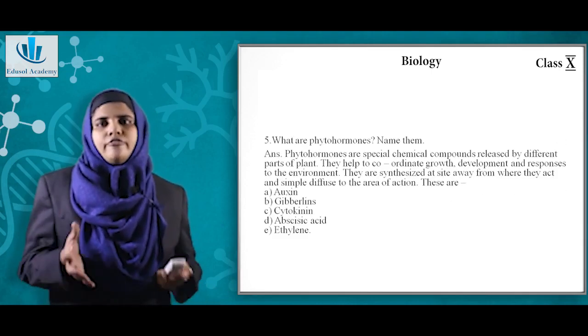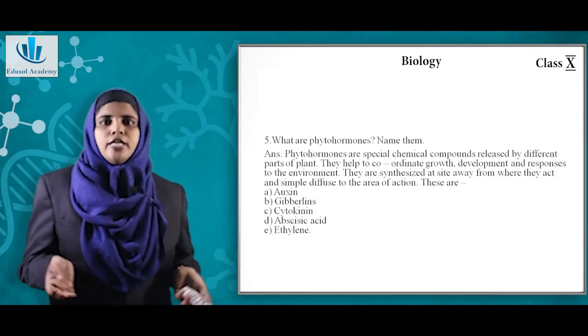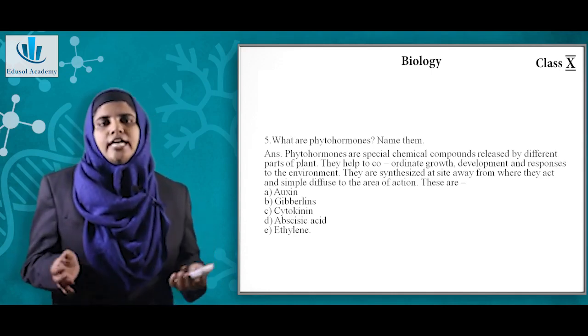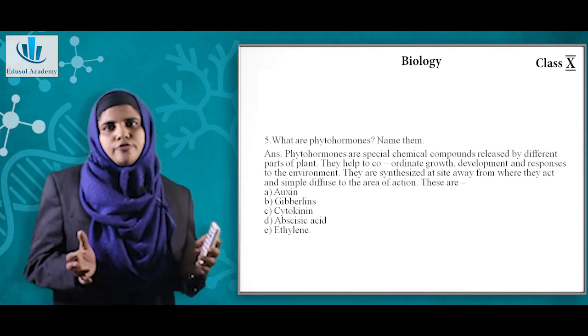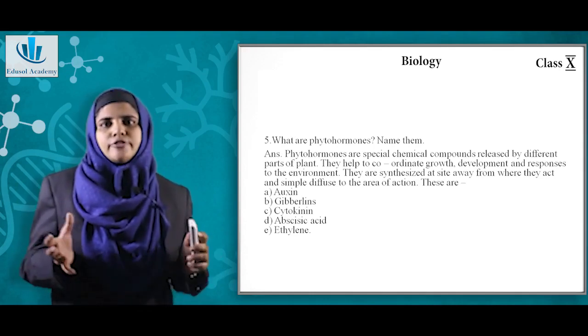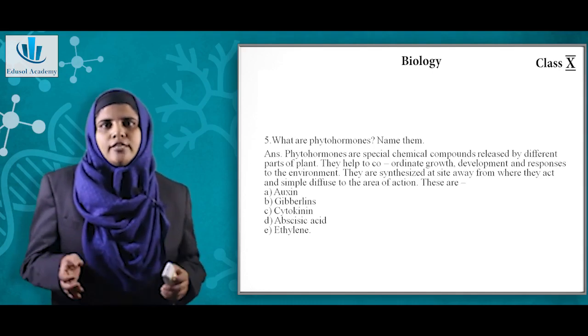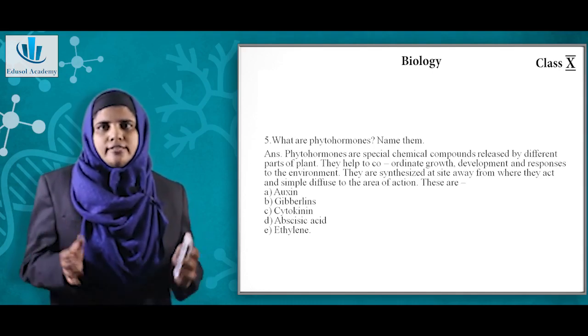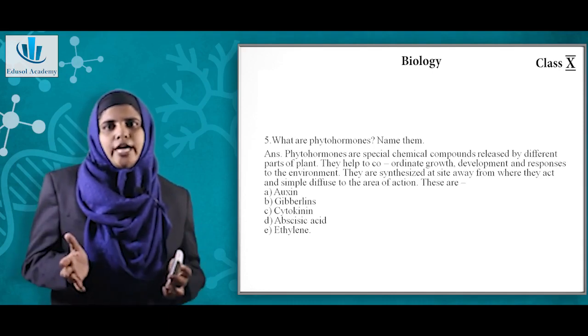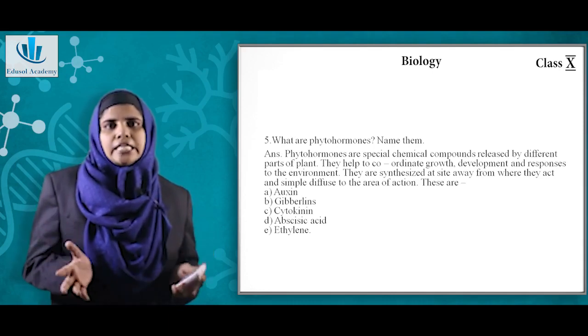Now, what are phytohormones? Name them. Phytohormones are special chemical compounds released by different parts of the plant. They help to coordinate growth, development, and response to the environment. The important phytohormones are auxins, gibberellins, cytokinins, abscisic acid, and ethylene.